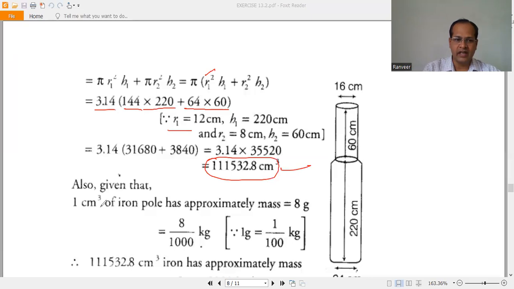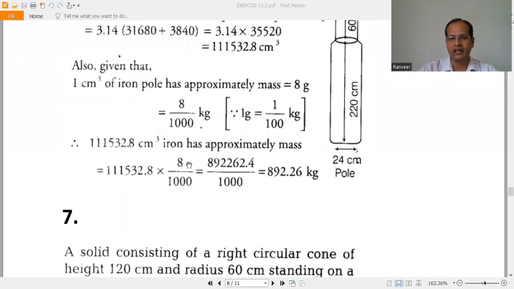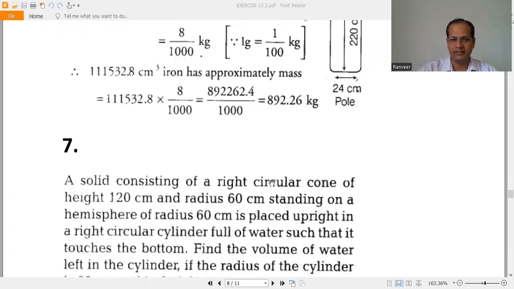Now it is given that 1 centimeter cube of iron has a mass of 8 gram. Here 1 gram equals 1/1000 kg. This is the mass of 1 centimeter cube. So the total volume is this. We just have to multiply these two values. If we multiply these two values, then we will get the total mass. This is the total in kg, in the kg format.